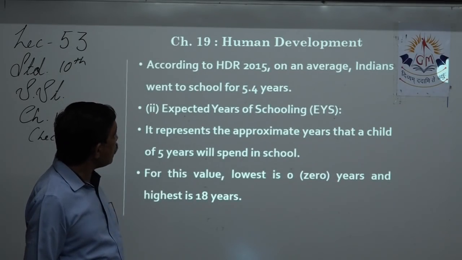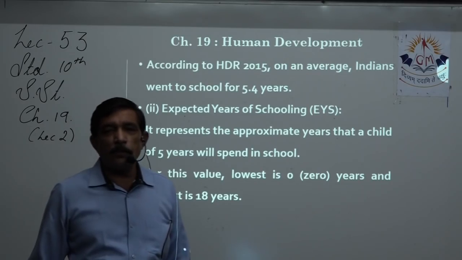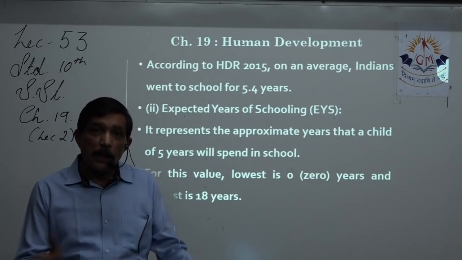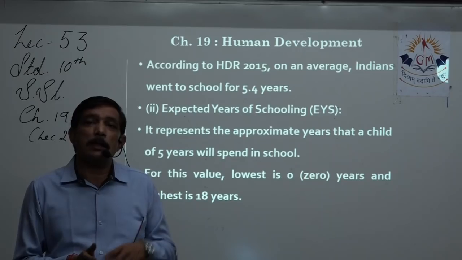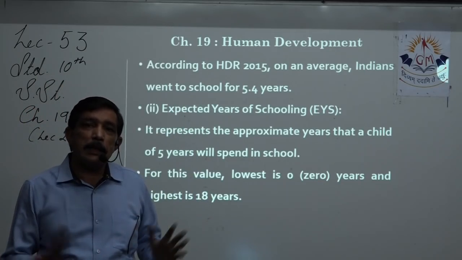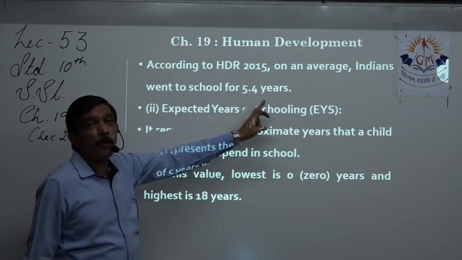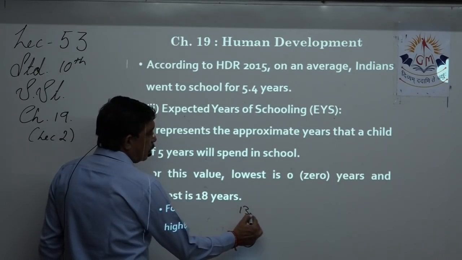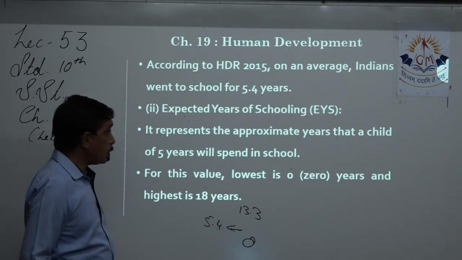Now we come to, according to HDR 2015, on an average, an Indian went to school for 5.4 years. That means either someone did not go at all, or took admission after 5-6 years, studied up to first, second, third standard and then dropped out, or went up to 8th standard and then dropped out. We have to consider all that data, and on an average an Indian went to school for 5.4 years. Here also the minimum is zero, whereas the highest is 13.3. So we are somewhere near the lower scale, right? 5.4. So we need to improve on this.